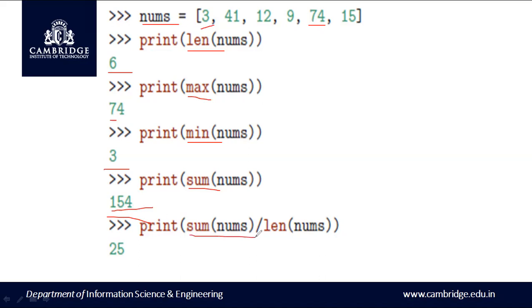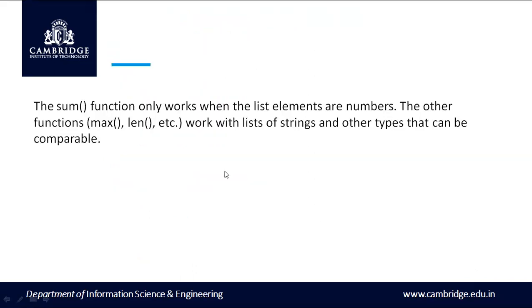And the last thing here is that it returns the average. You can see here sum by length, that is nothing but the sum 154 divided by 6, so we get 25. That is the average. So these are the different types of functions defined on lists. Some functions only work when the list elements are numbers, while other functions like max and length also work with strings.